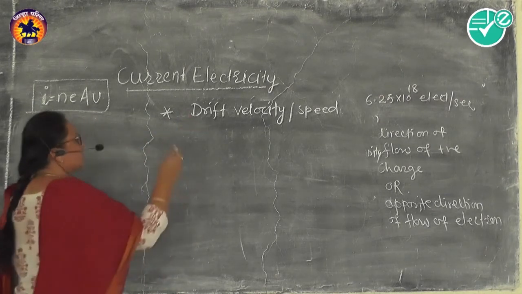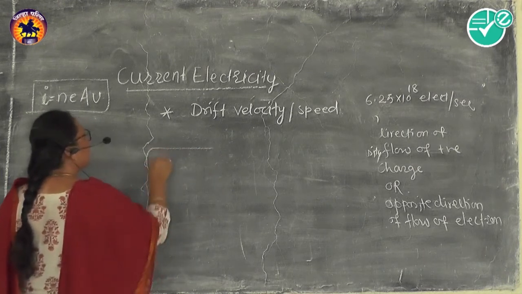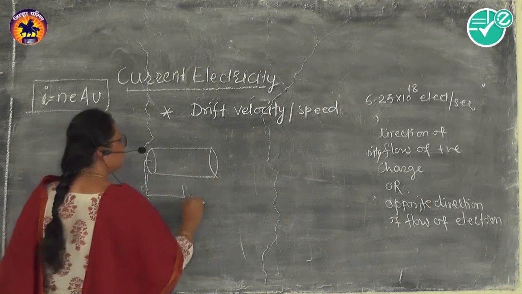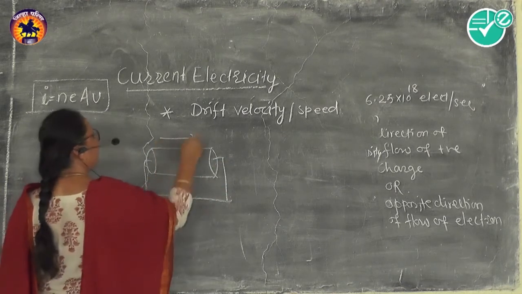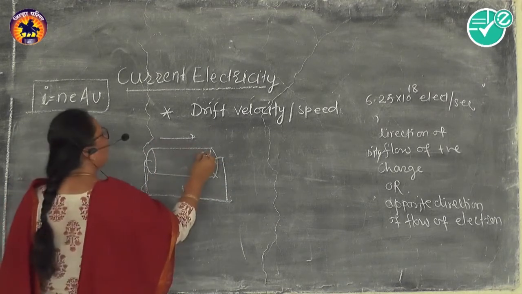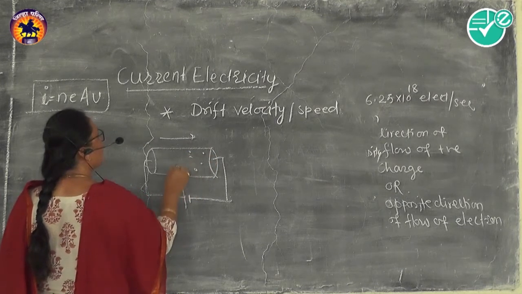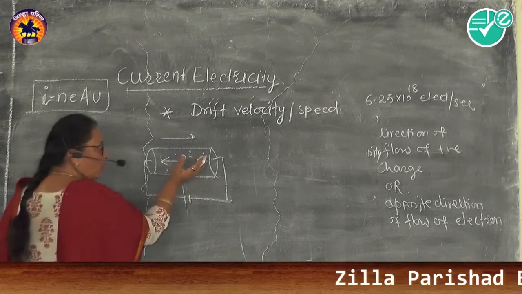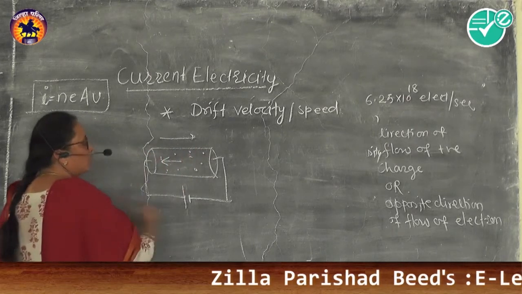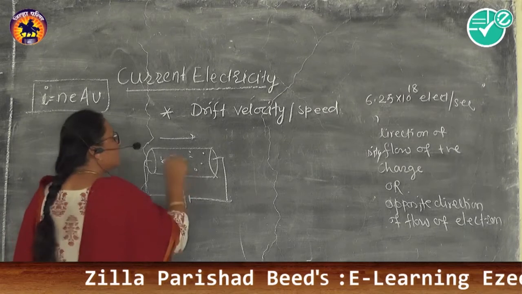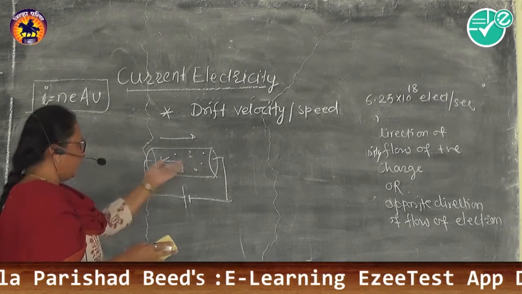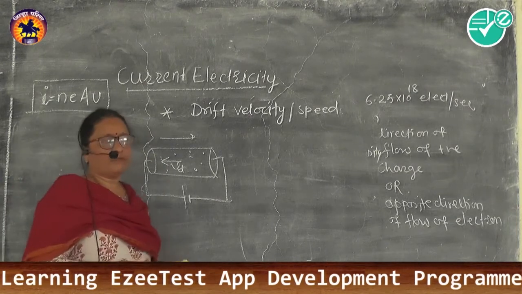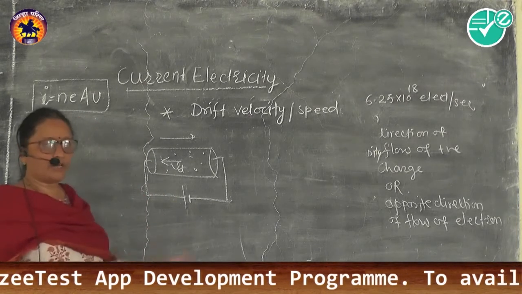Drift velocity means when we apply an electric field to this conductor, the field is applied from positive to negative, and all these free electrons move towards the positive charge, meaning they get drifted towards the positive terminal. So the speed is taken in the direction opposite to the applied field. But first of all, we have to define what is meant by drift velocity or drift speed.